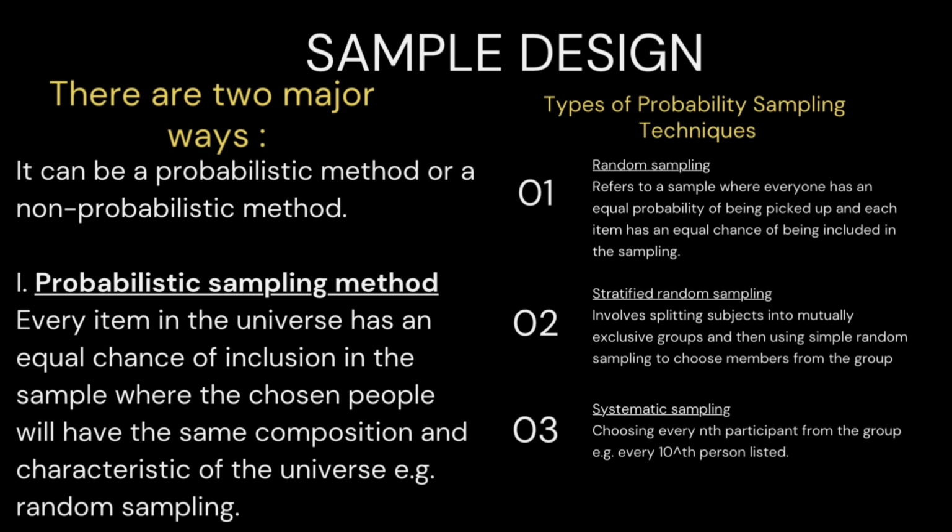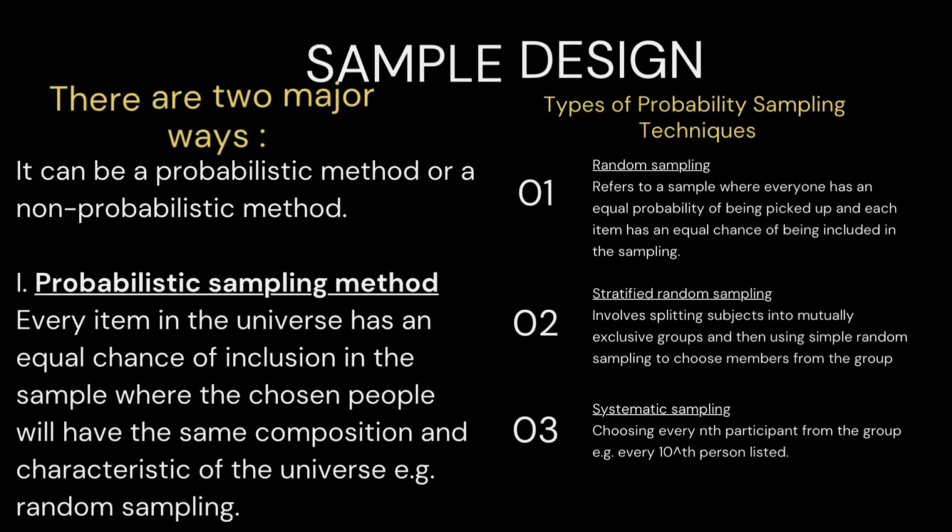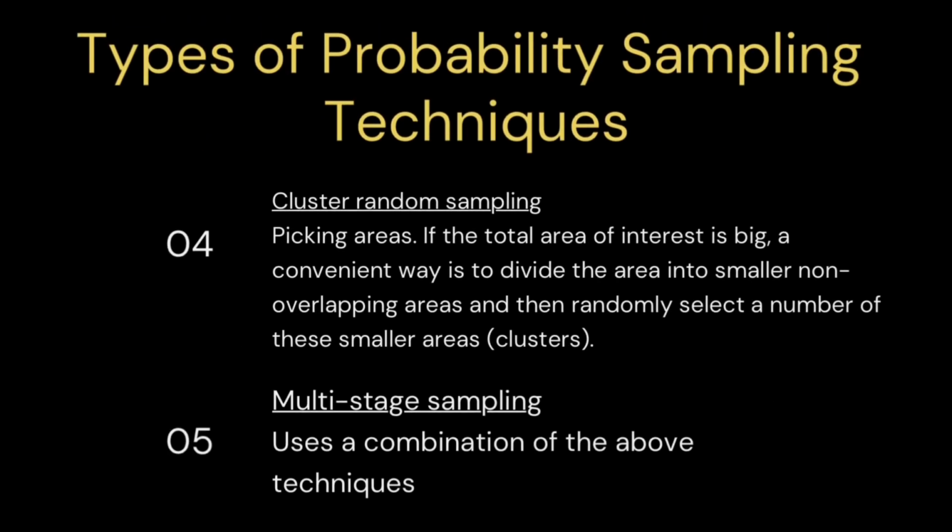Systematic sampling, choosing every nth participant from the group. E.g., a researcher can say every 10th person who is listed is the one who will take part in the research. Cluster random sampling is picking areas. If the total area of interest is big, a convenient way to determine the area is to divide it into smaller non-overlapping areas and then randomly select a number of these smaller areas, called clusters.